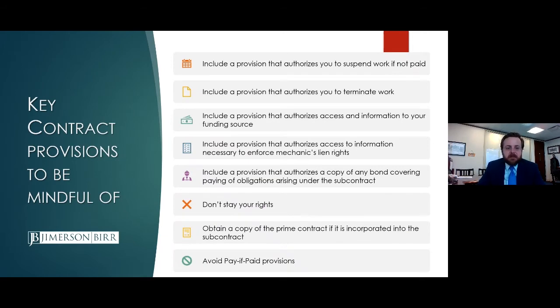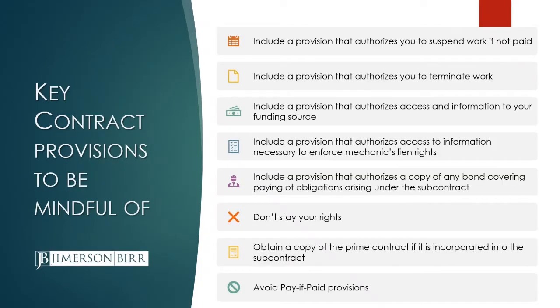On the screen is a list of some key contract provisions that you should be aware of, that you should be looking for, and if they're not there, you should be negotiating with the contractor to either add them in or to take them out, depending. The first one, a provision that authorizes you to suspend work if not paid. And we're going to talk about each of these in detail in this presentation. Next, a provision that authorizes you to terminate your contract.